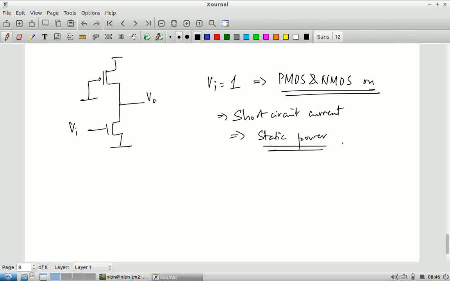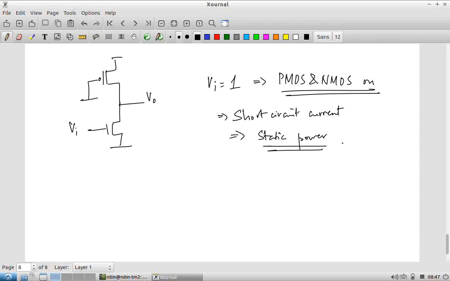This power is not called the short circuit power as such, it is just called the static power for these kinds of gates. Normally when we say short circuit current or short circuit power, we are talking about the short circuit current during switching that we talked about earlier today. This, on the other hand, is constant. Once Vi is equal to 1, you can leave it like that for a long time and the PMOS and NMOS are both going to be on, and there is going to be a significant amount of current flowing from VDD down to ground.